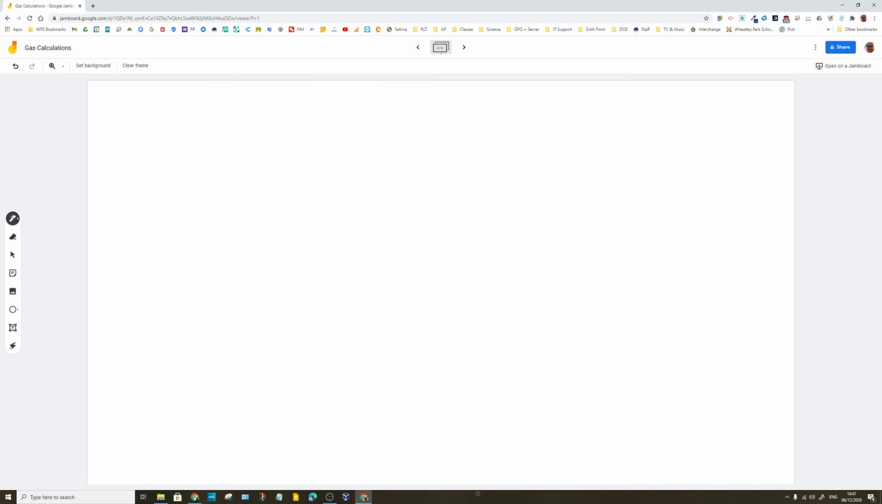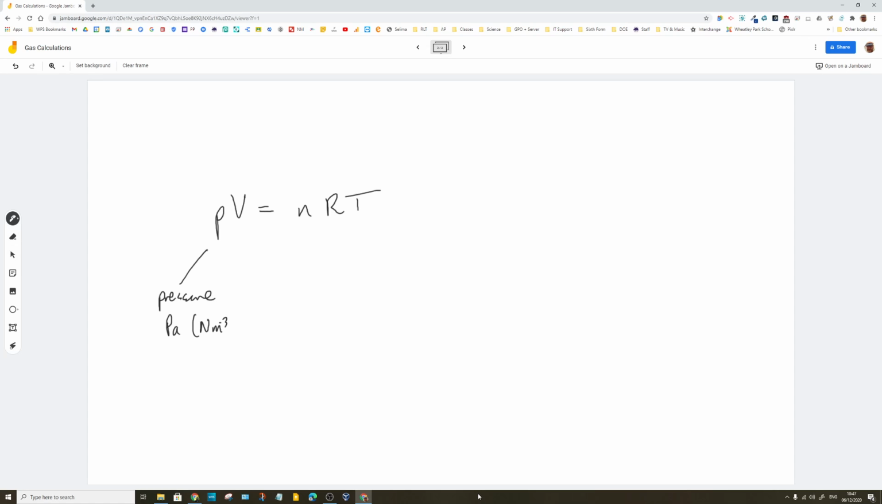If we move away from RTP, then we have to use the equation PV equals nRT. And this is an equation where you've got to know the equation, and you've got to know what the symbols are and what the units are. So P is pressure, and pressure is measured in pascals, which is a Newton per square meter.